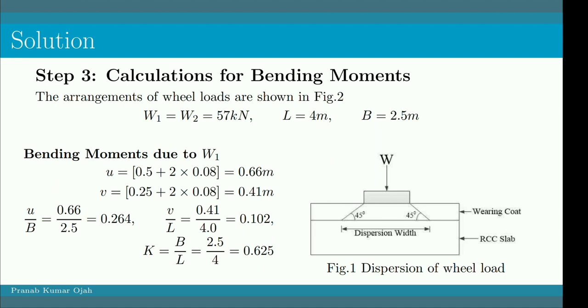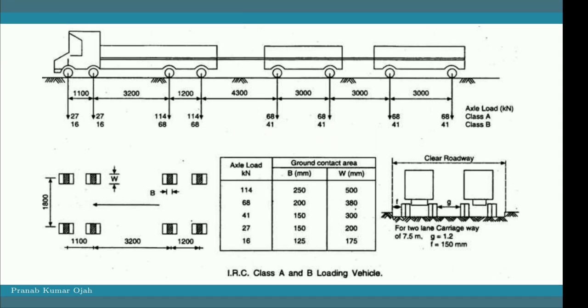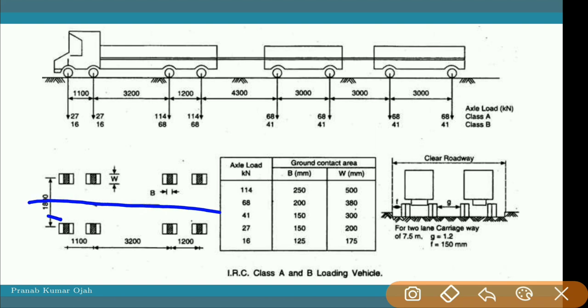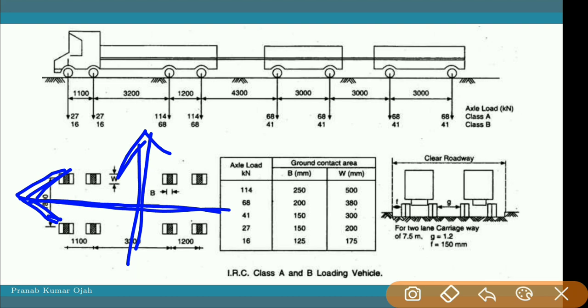To use those Pigeaud's curves, first we have to calculate two things. One is U and then V. What is U and what is V? If you see, for a wheel, we have two dimensions. The vehicle is moving in this direction, and this is the transverse direction of the vehicle. It is a transverse direction and it is a longitudinal direction of the vehicle.